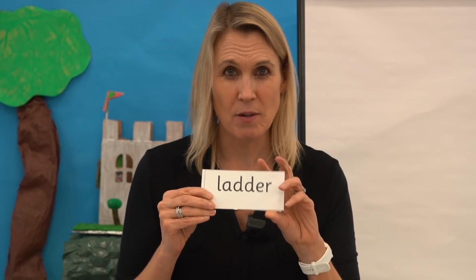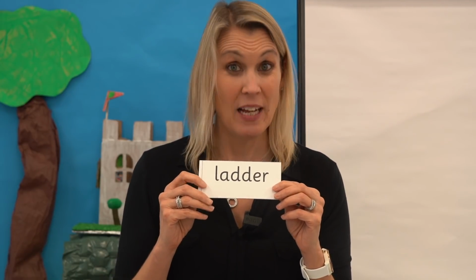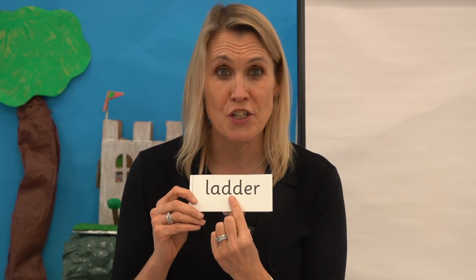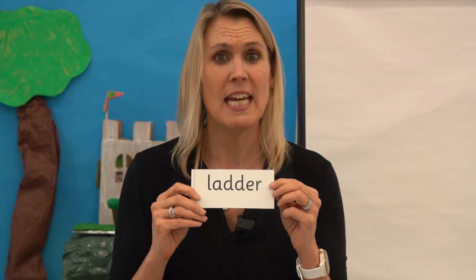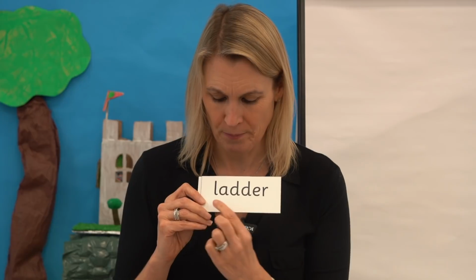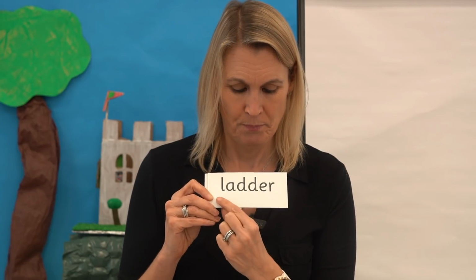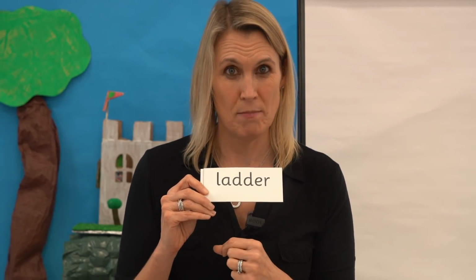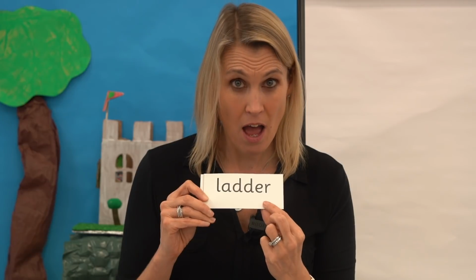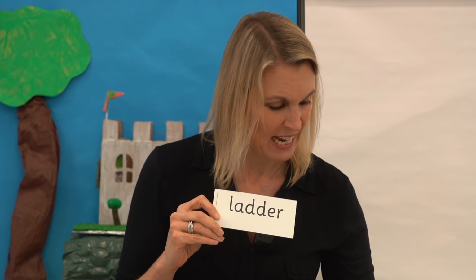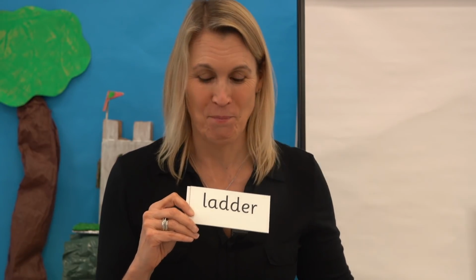Let's try another one. Can you spot the digraphs? There are two. Yes, the digraphs are dd and er. Read each sound as I point, then blend and read the word. It's a longer word, so let's chunk it up. With me, l, a, d, lad, ladder. Here is a picture of the ladder. Have you been up one?